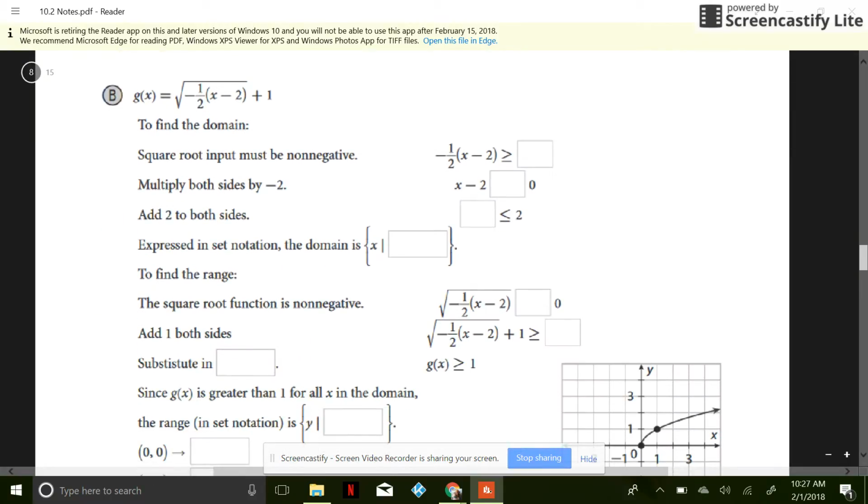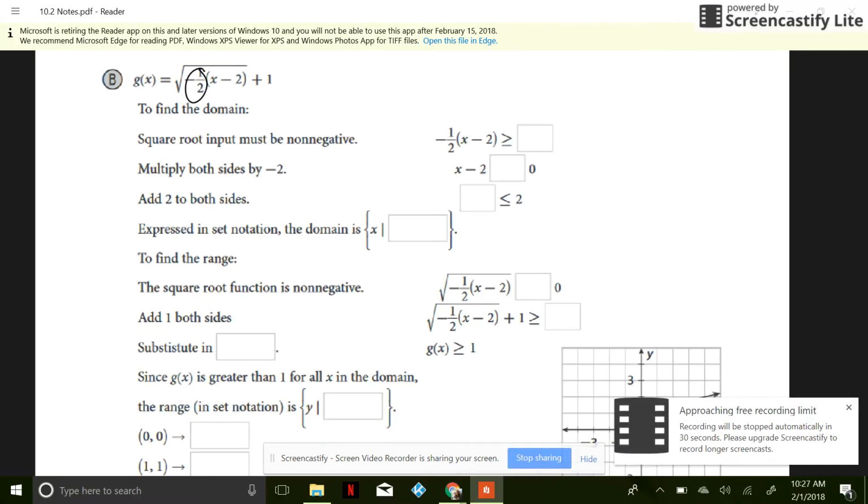Now, notice with this one, there's that -1/2 under the square root. This means there's actually going to be a horizontal stretch, but we don't do these. So we're not going to graph this one, but I do want to go over how to find the domain and range, because that's an important thing. So the first thing you need to do is set what's under the square root greater than or equal to 0, because that needs to be non-negative under the square root.